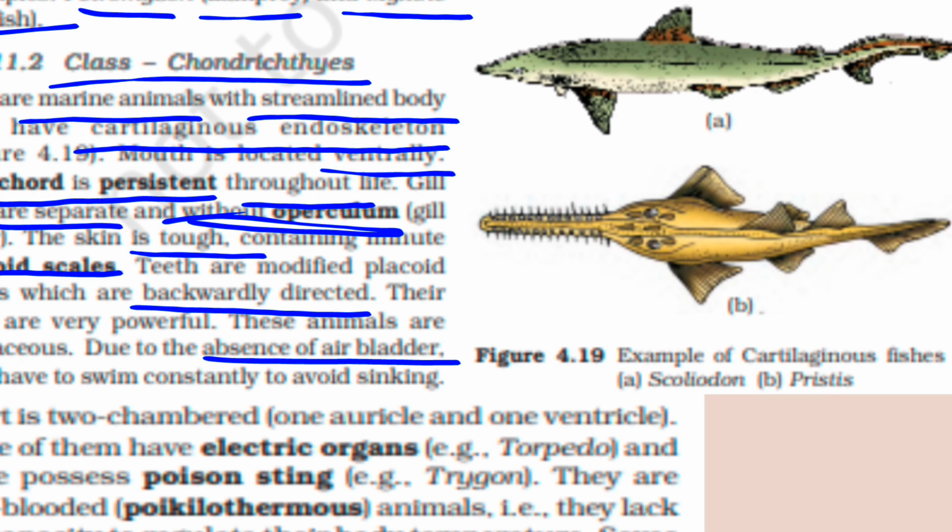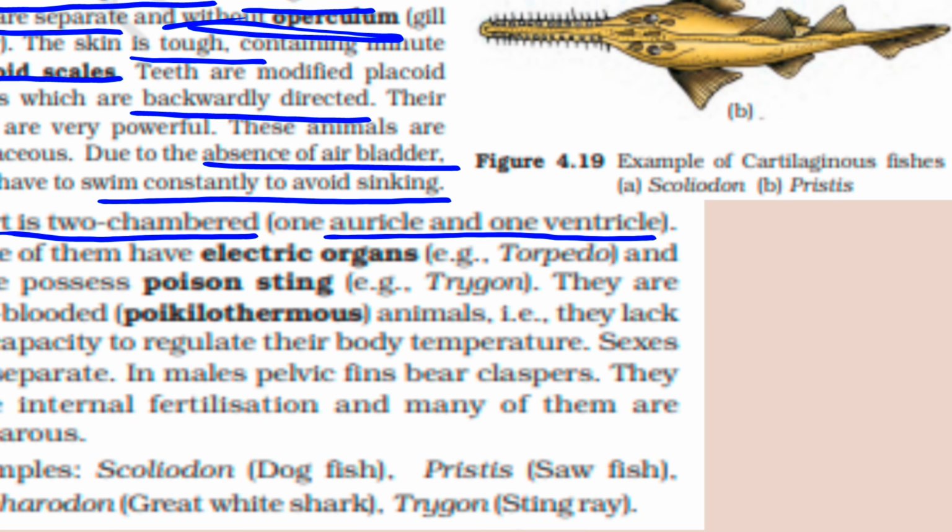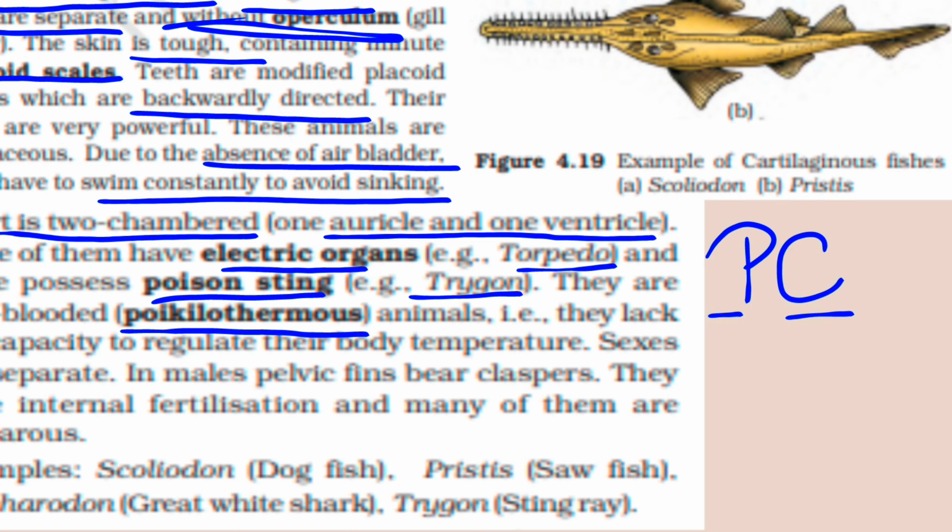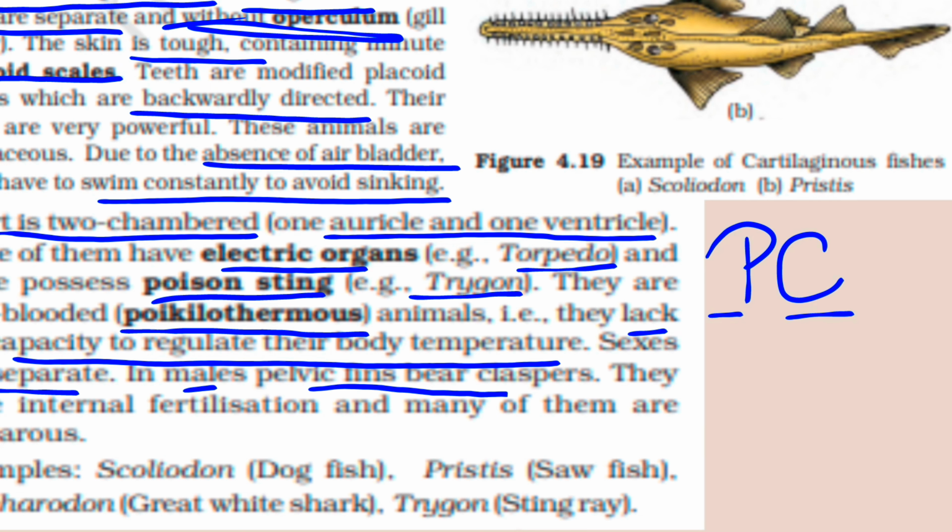These animals of Chondrichthyes do not have an air bladder and do not have an operculum. As they do not have an air bladder, they have to swim constantly to avoid sinking. Their heart is two-chambered, one auricle and one ventricle. Some of them have electric organs, like Torpedo, and some have poison sting organs. They are poikilotherms, called so because they lack the capacity to regulate their body temperature. Sexes are separate. Male pelvic fin bears claspers. Internal fertilization; many of them are viviparous.